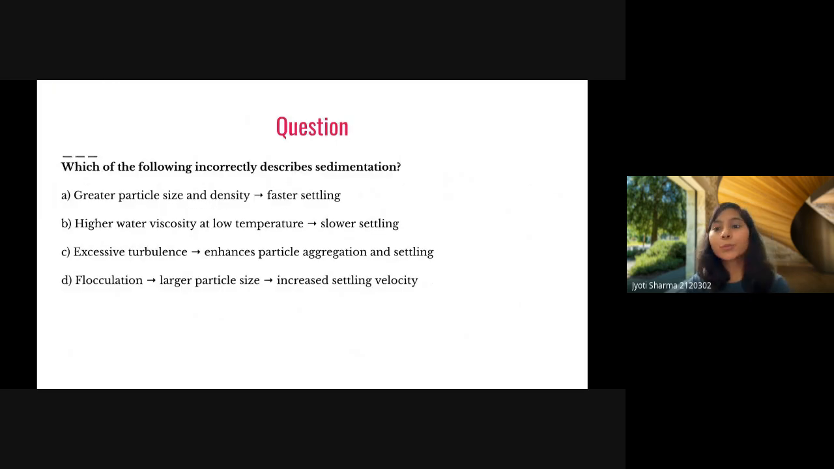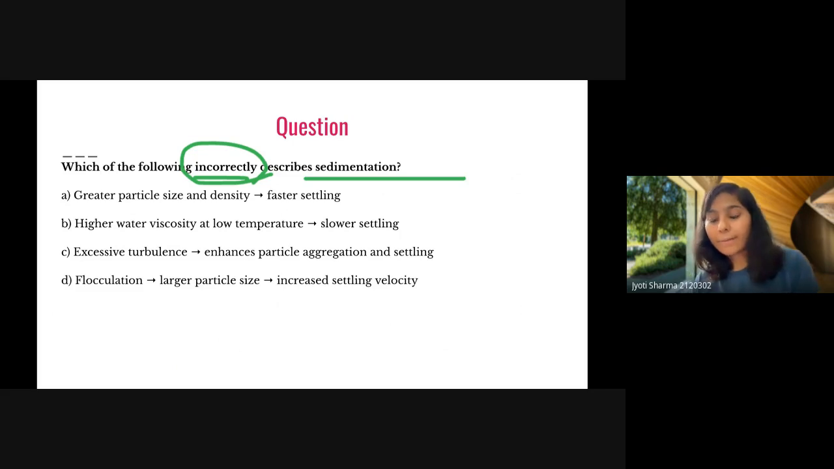Okay, now coming to sedimentation. You have to tell me which of the following incorrectly describes sedimentation. Just see the word incorrectly. Here we have: greater particle size and density, faster settling; higher water viscosity at low temperature, slow settling; excessive turbulence, enhanced particle aggregation and settling; flocculation, large particle size, increased settling velocity. You have to tell me the incorrect statement about sedimentation.